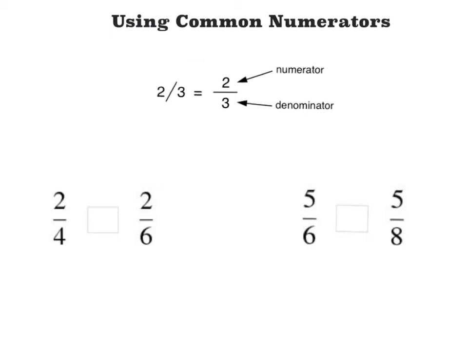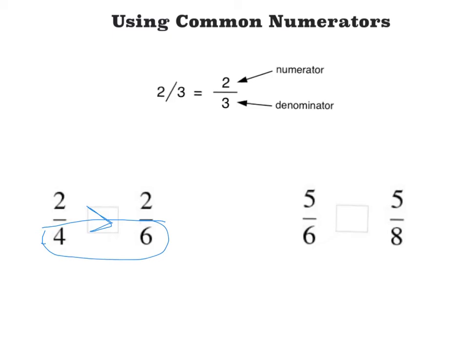So if I'm looking at 2/4 versus 2/6, I'm noticing that my 2's are the same. So now I'm only having to look at the actual denominators. I want to pick the denominator that is smaller because that means I have more. So if I have 2/4 of a pizza, I have more of the pizza versus only having 2 of 6 slices. So we would say that 2/4 is greater than 2/6.